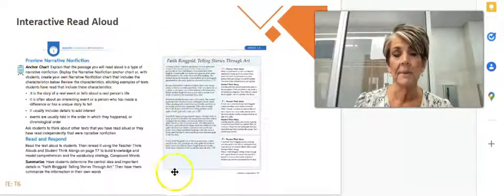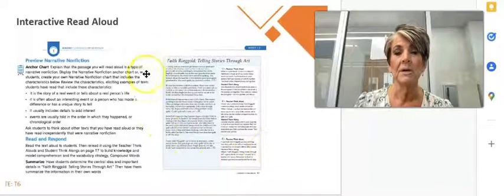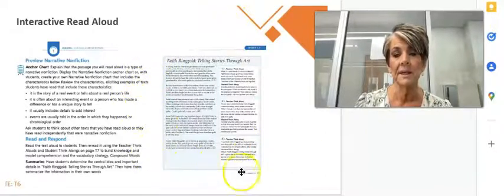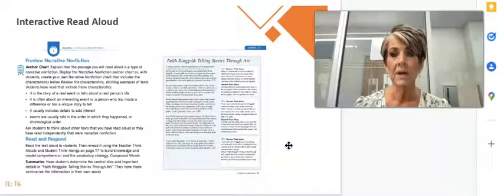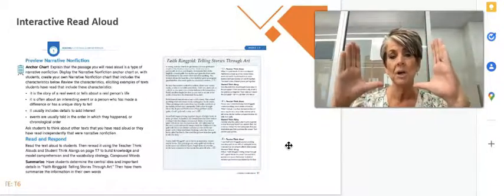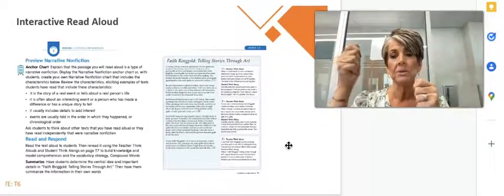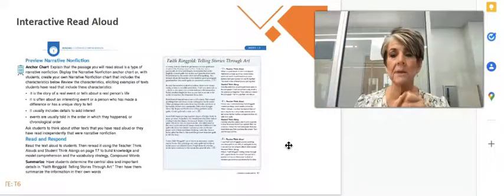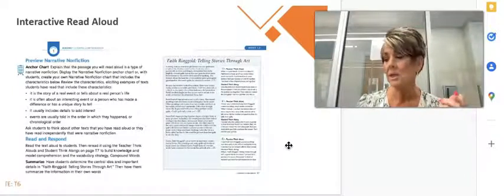So in third grade through fifth grade, your interactive read aloud looks like this. In second grade, you have the interactive read aloud is actually cards where you're showing pictures to the students, and then there is text on the back for you to utilize. And those interactive cards are referenced in your teacher manual.